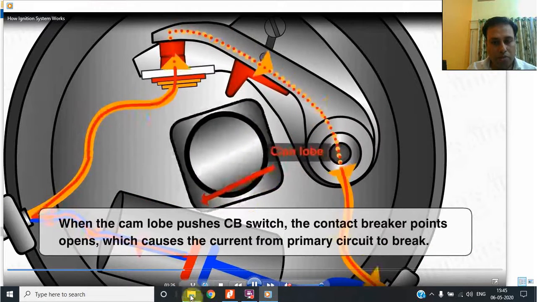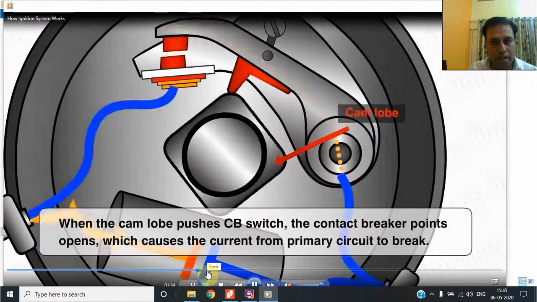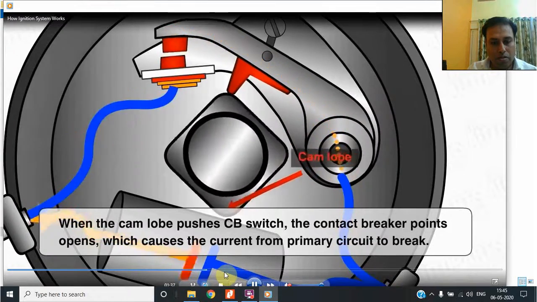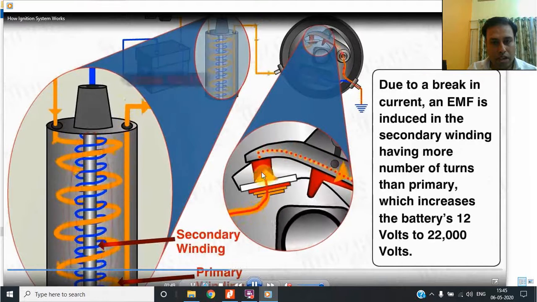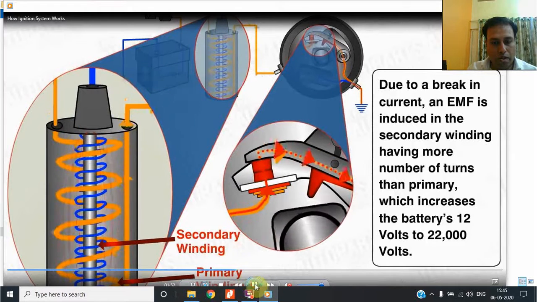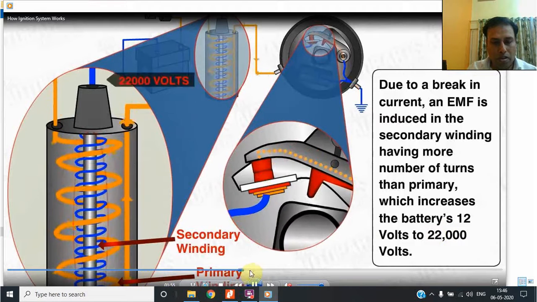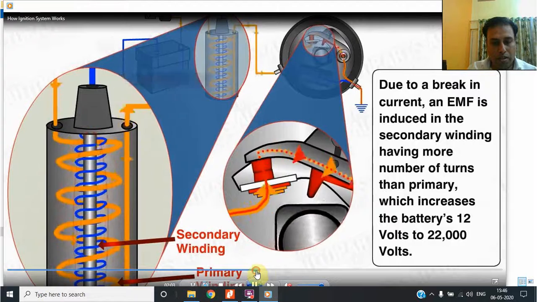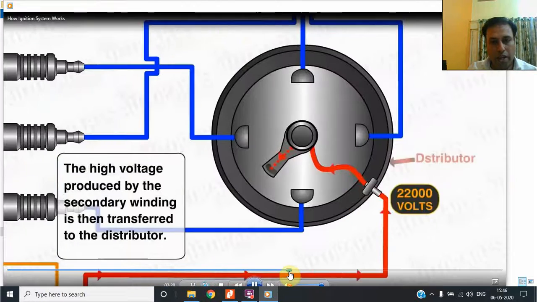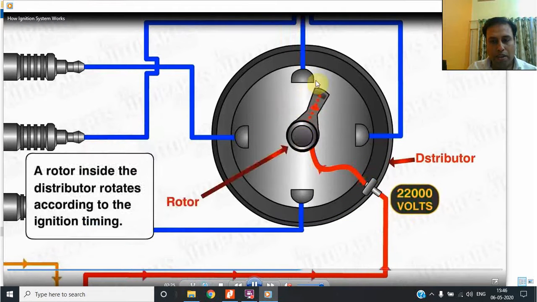And how this cam lobe rotates is being shown over here. And when this elevation is there, then it breaks the circuit. So they have shown that the circuit opens and the circuit closes. When the circuit opens, then the secondary coil will have a high voltage, that is 20,000 volt that is required, or 22,000 volt they have shown, and this voltage will be used by the distributor to distribute it to the spark plugs.